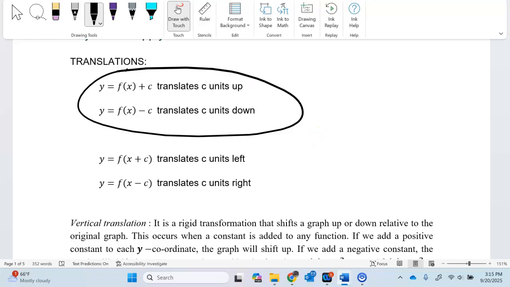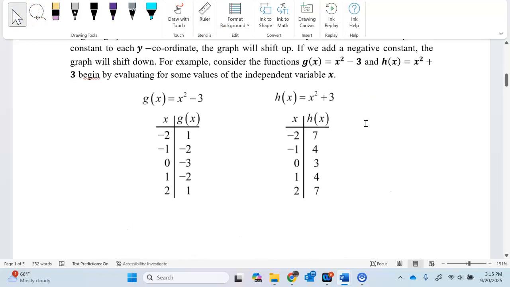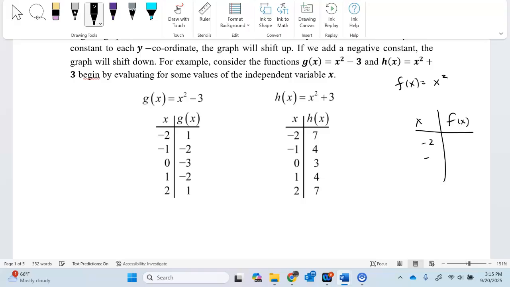Well, you can see it by its graph. Here's your original function, f of x or g of x or whatever you want to call it, which is x squared, right? So if I had another one here, -2, -1, 0, 1, 2, just square all these numbers. 4, 1, 0, 1, 4. What happens when I subtract 3? It's literally just going to subtract 3 from all of these, right? So 4 minus 3, 1 minus 3, and so on.